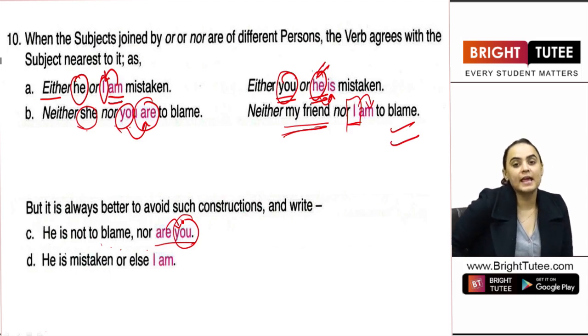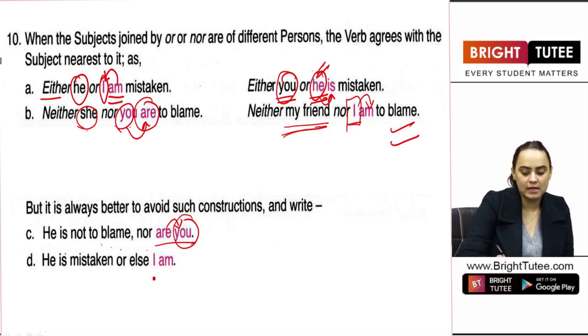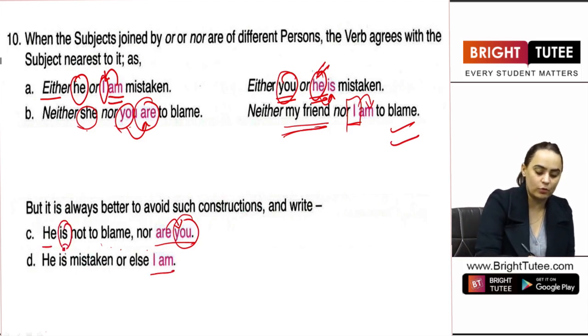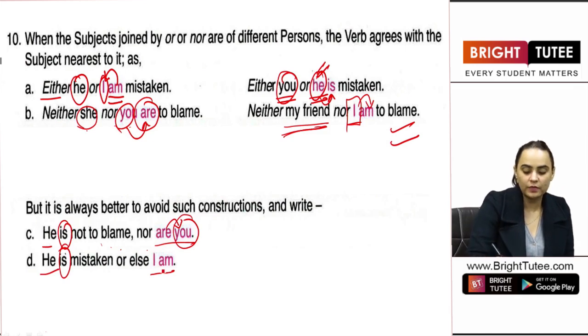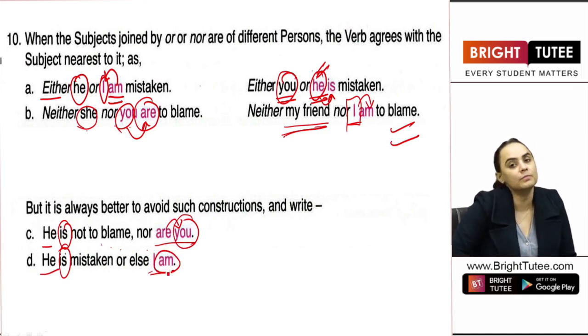He is mistaken, or else I am. Again, with he we have used the verb is, and with I we have used the verb am. Alright.